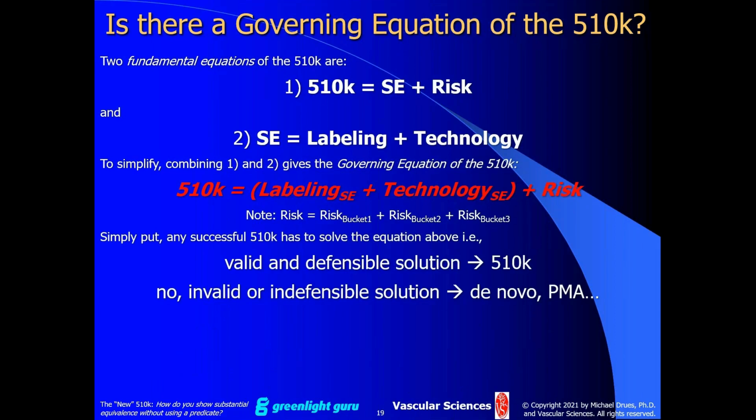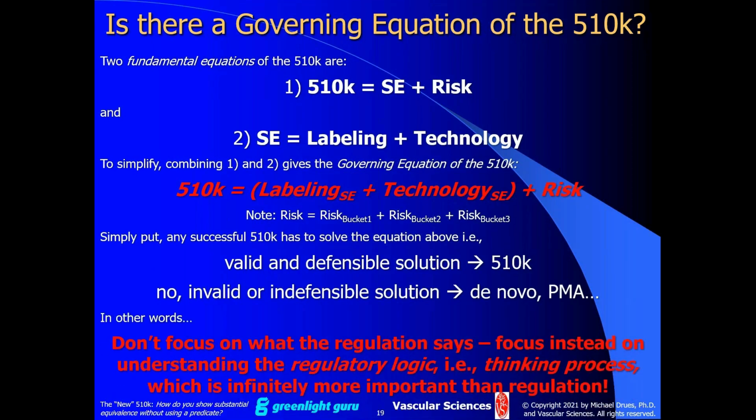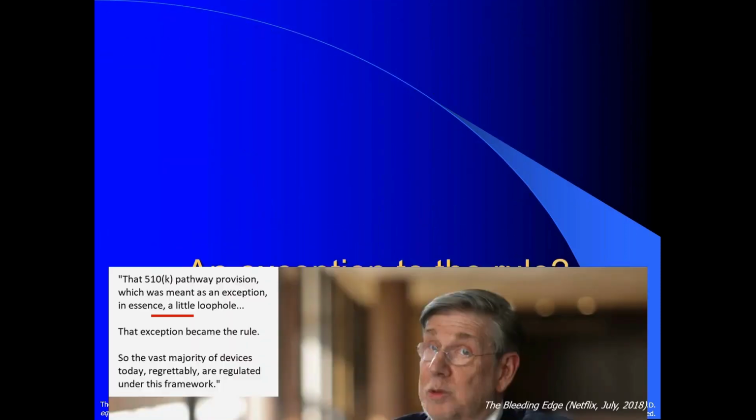Simply put, if you want to have a successful 510K, you have to solve the above equation. If you have a valid and defensible solution, then a 510K is a good option for you to consider. If you don't have a valid solution, or if you can't defend your solution, now you probably need to consider something else. Maybe a de novo if it's still class 2, but there's no predicate, or if you're not class 2, then you would be in the class 3, the PMA world. Bottom line, don't focus just simply on what the regulation says. Yeah, what the regulation says is important, but that's not what is most important. What is most important is to focus instead on understanding what I like to call the regulatory logic or the thinking process, which, at least in my not so humble opinion, is infinitely more important than the regulation itself.